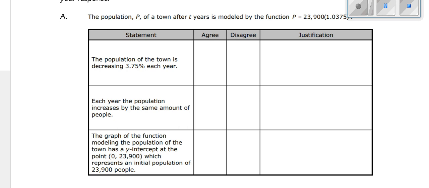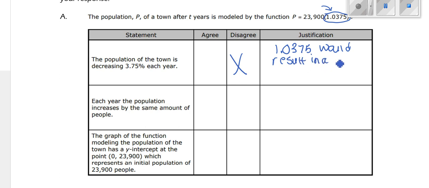Okay, so the first statement: the population of the town is decreasing 3.75% each year. While looking at my function, I can see it says 1.0375. So it's actually been added on to 100%. And if I add to 100%, or you can just see that my growth rate is larger than 1, it's actually going to be a growth, not a decay. So I disagree. 1.0375 would result in a growth.